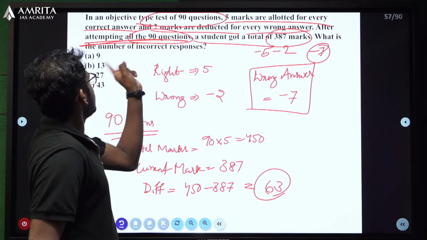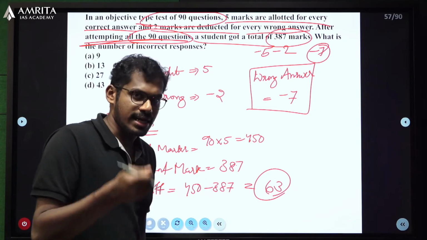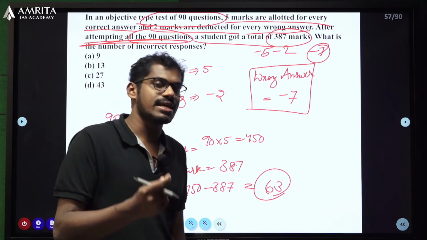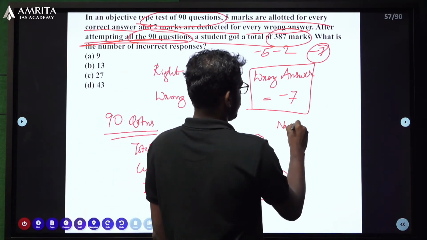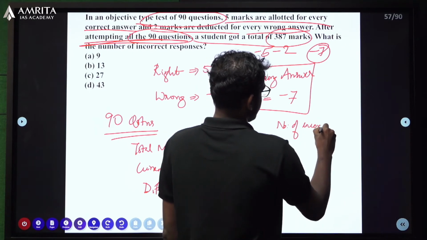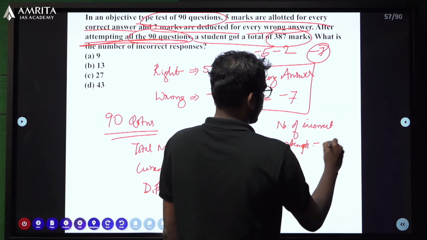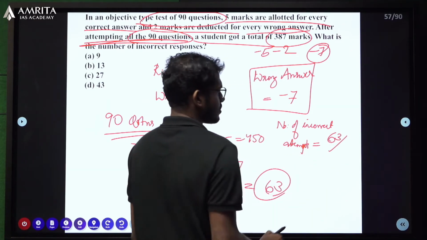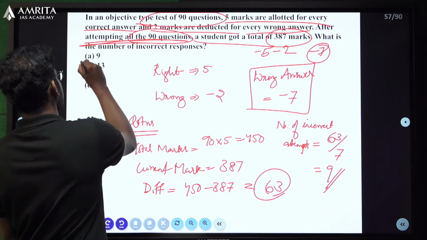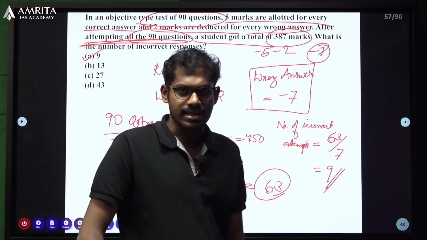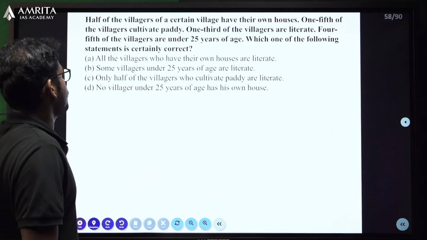The question is, what is the number of incorrect responses? The marks lost through marking incorrect answers is 63, and each incorrect answer costs 7 marks. So the number of incorrect attempts is 63 by 7, which is 9. So the answer is option A, 9. Clear? Simple question. Next question.